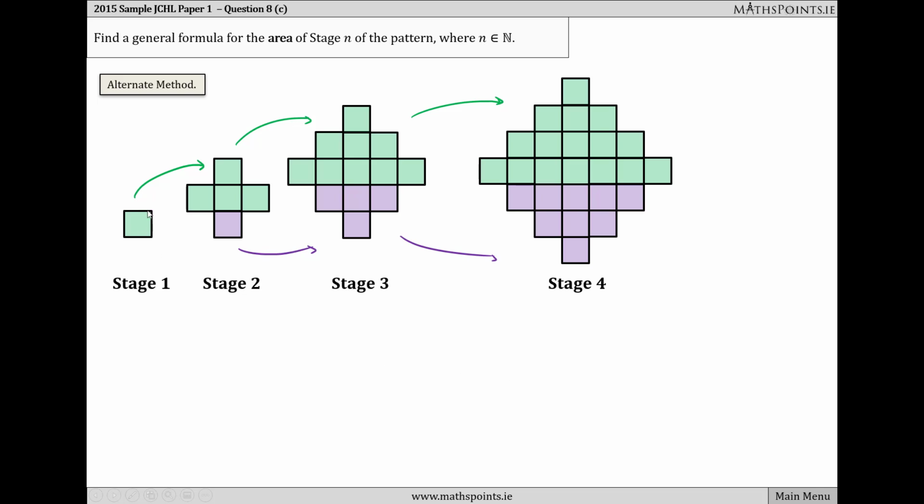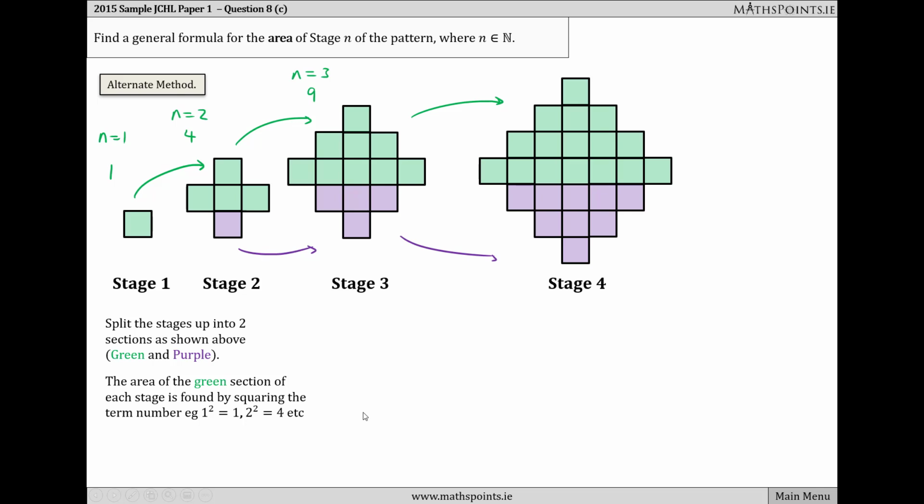So to take the green squares first of all, if we can spot what's happening here, it's a good idea to write the number of green squares. So in stage 1 we have 1 green square. So when n is equal to 1 we have 1 green square. In stage 2 we have 4 green squares. So when n is equal to 2 we have 4 green squares. When n is equal to 3 we have 9 green squares. And so we might be able to see what's happening to the n term to get the number of green squares in each subsequent stage.